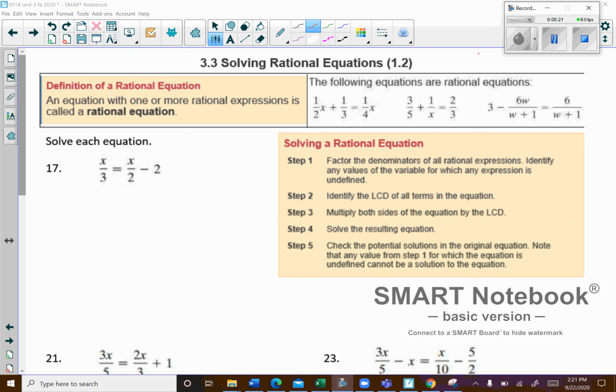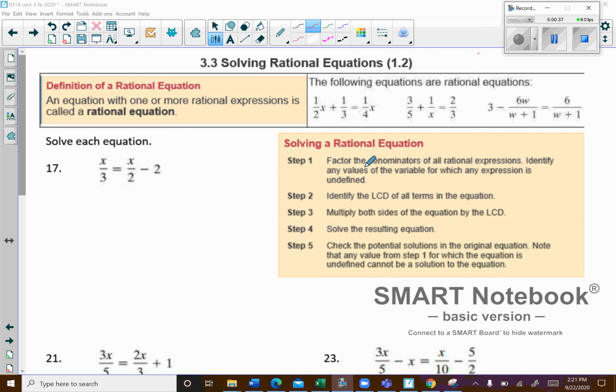Okay. So the definition of a rational equation is that an equation with one or more rational expressions is called a rational equation. Okay. So we have some examples here. Once again, rational is a fancy word for a fraction. Okay. So let's look at the steps for solving these.